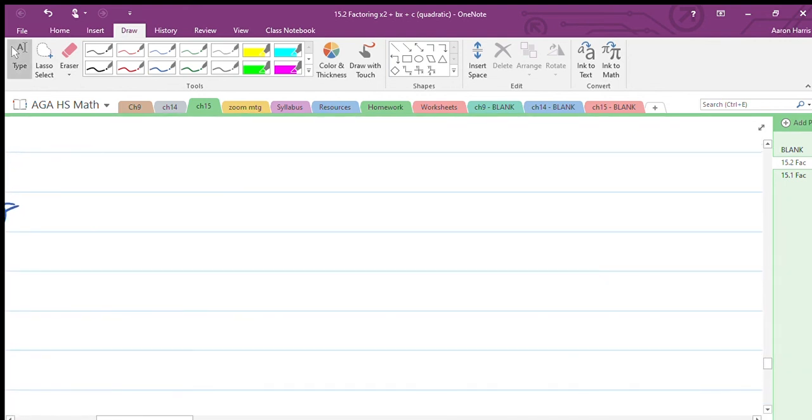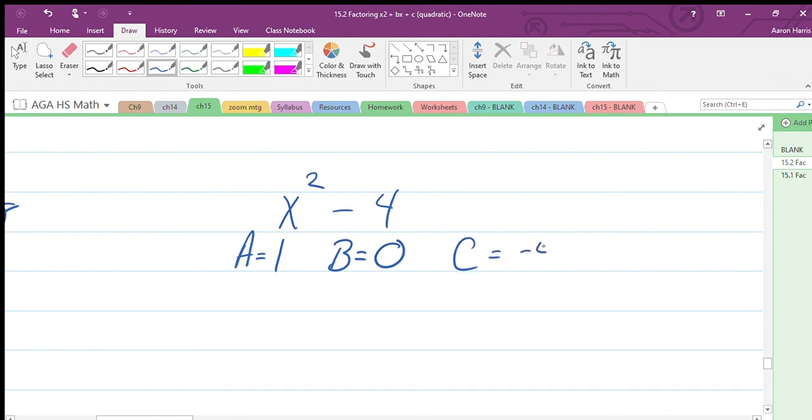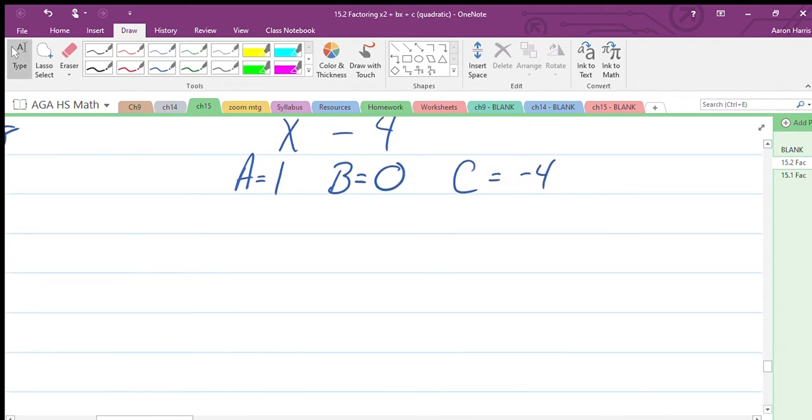So let's do one that we can do. Let's say x squared minus 4. Something a little bit different, okay? So let's do it. A equals what? 1. What's B equal to? 0. What's C equal to? Negative 4. So I see C's negative, B would be positive, it's positive 0.